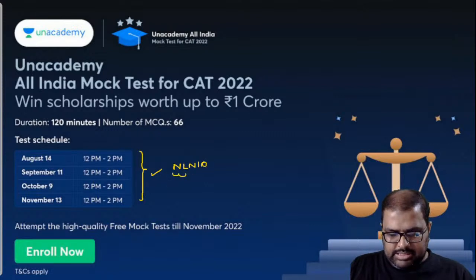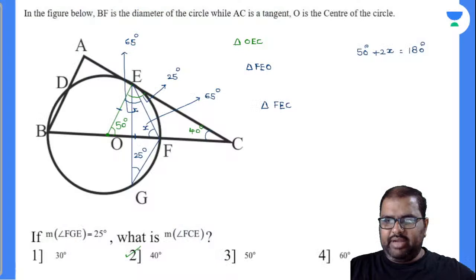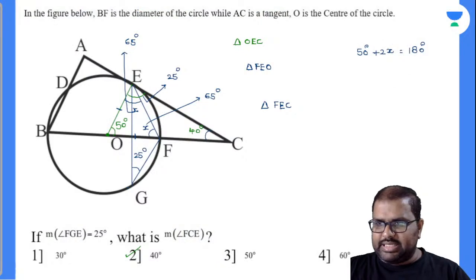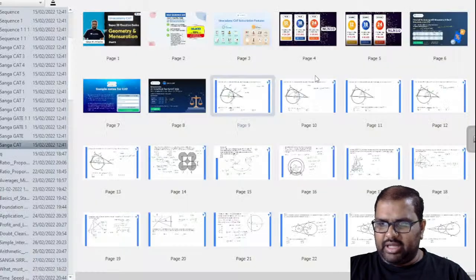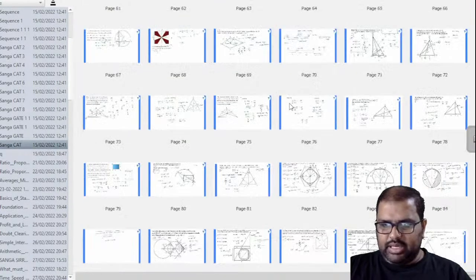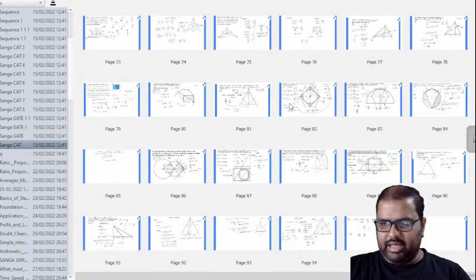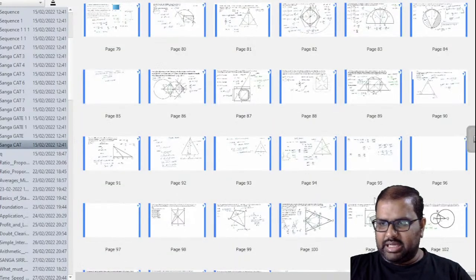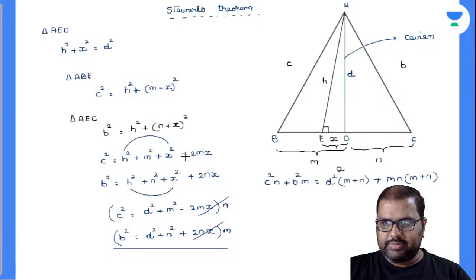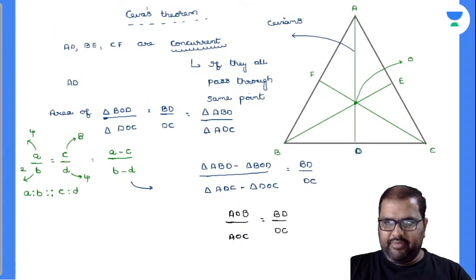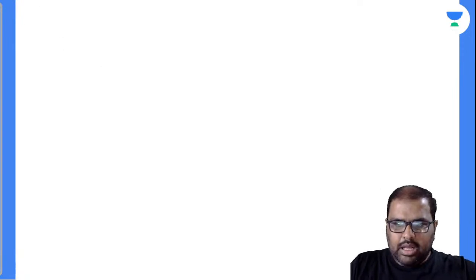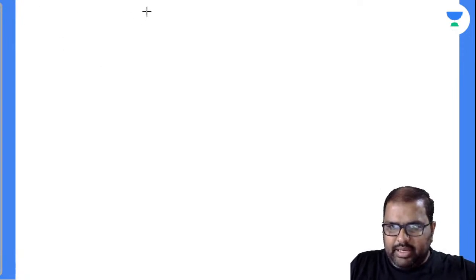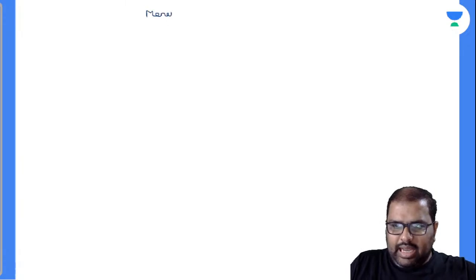Chalo, let's start the class here. Today I will forward all the question series we have done till date to the communities, to the Telegram groups, so you can download the notes, and it will be helpful for you. In the previous class I explained Stewart's theorem and Ceva's theorem. Now I will be explaining Menelaus's theorem, right? This will be very helpful for those aiming at OMETs, and of course in CAT also.